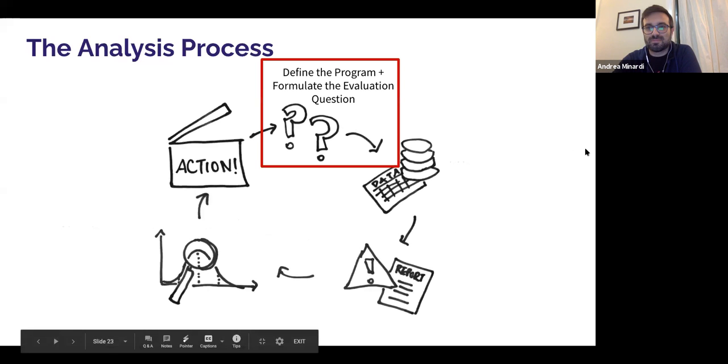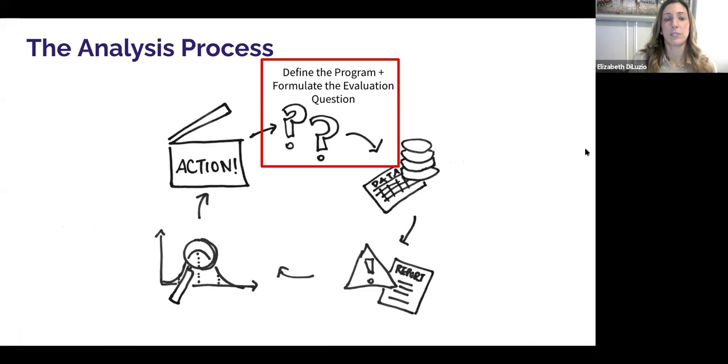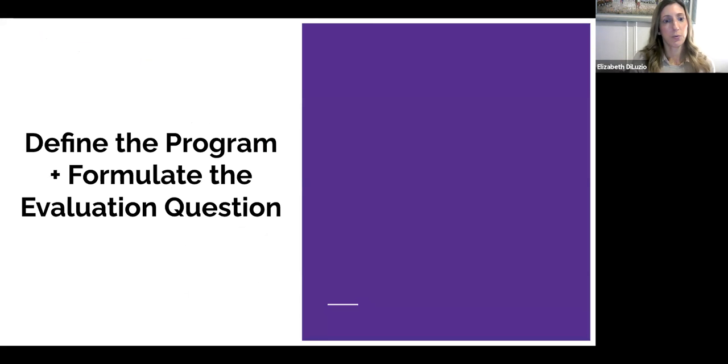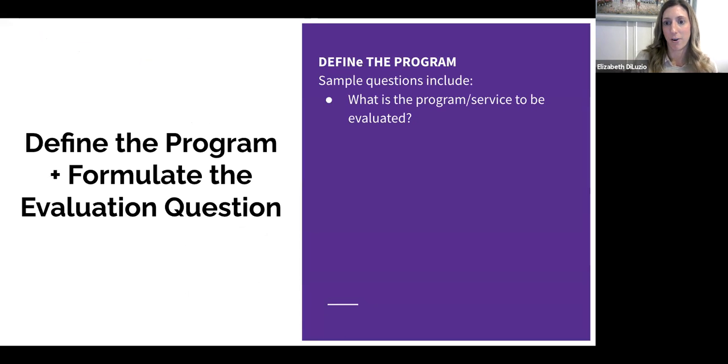All right, great. So moving on, I want to dive in a little bit more and apply this knowledge. So let's take a deeper look at this question-making stage. This is the cycle I'll keep coming back to as we go through class. So when it comes to that questioning stage, this is where we define the program and we formulate the evaluation question before we even look at what the format of the evaluation will be. So when it comes to defining the program, some questions that you might ask are, what is the program or service to be evaluated?